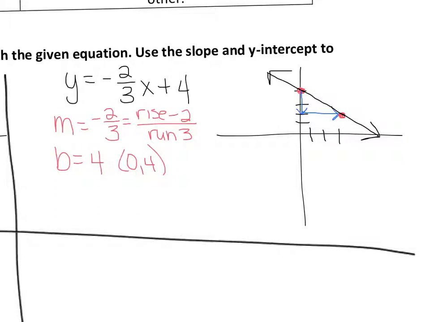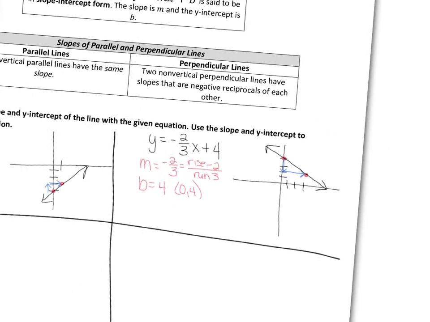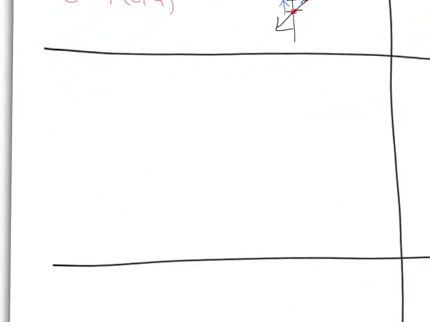So notice this line has a negative slope if you look at it, and if you verify that with your slope, it was a negative number, so it matches. Okay, let's try one more, or a couple more.